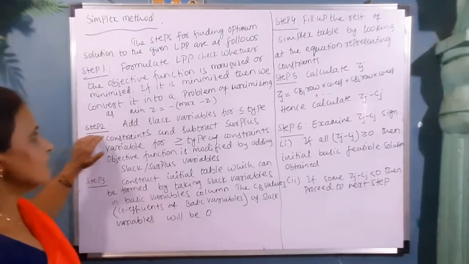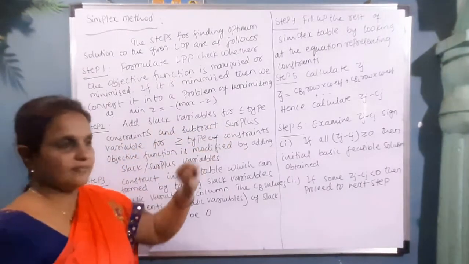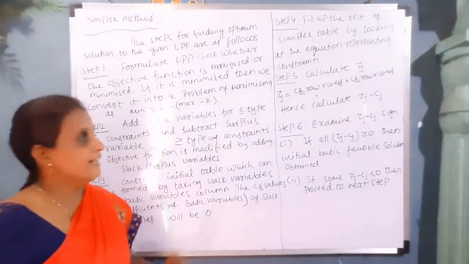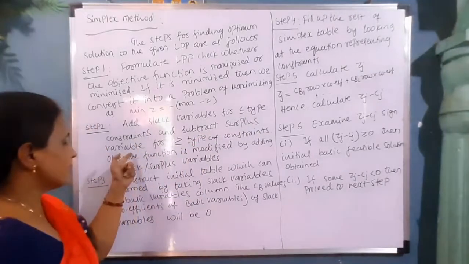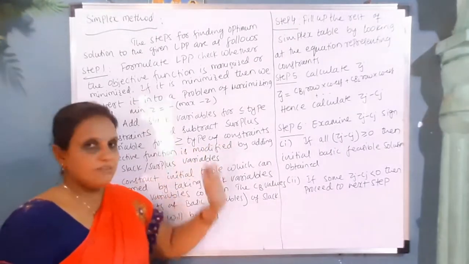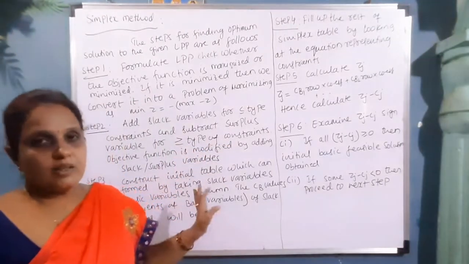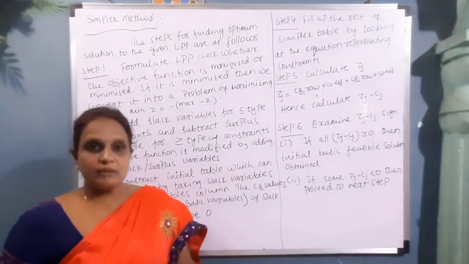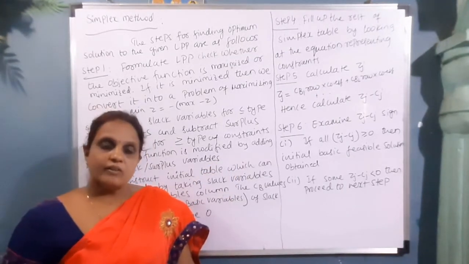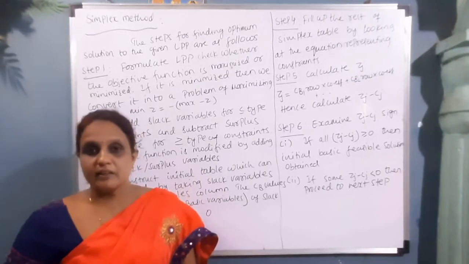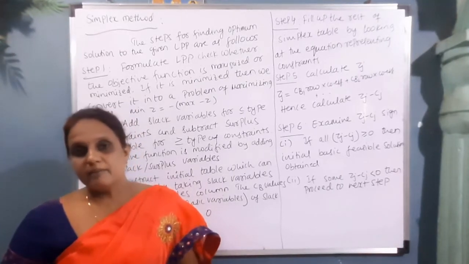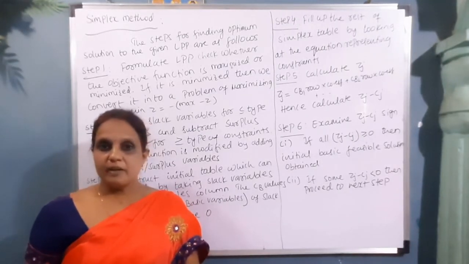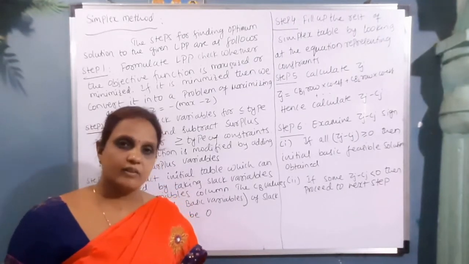Step 2, we will add slack variables for less than or equal to type of constraints, and we subtract surplus variables for greater than or equal to type of constraints. See, when a linear programming problem is there, we may have a number of constraints. Some constraints may be less than or equal to, some may be greater than or equal to. Generally, for maximization, all will be less than or equal to. But it is possible that we may have greater than or equal to also.